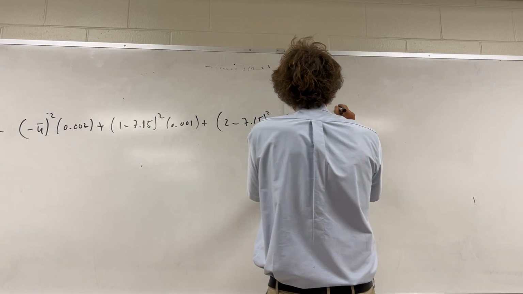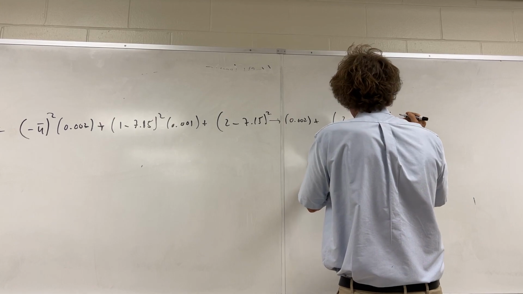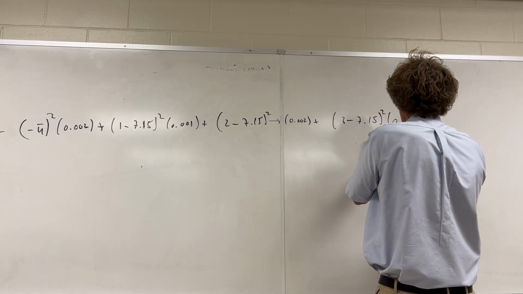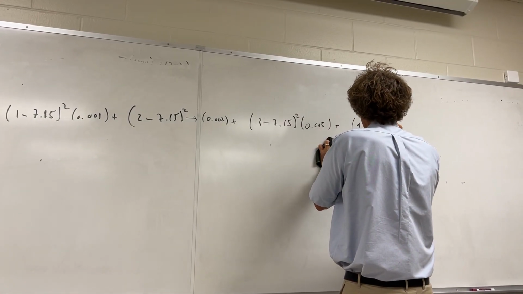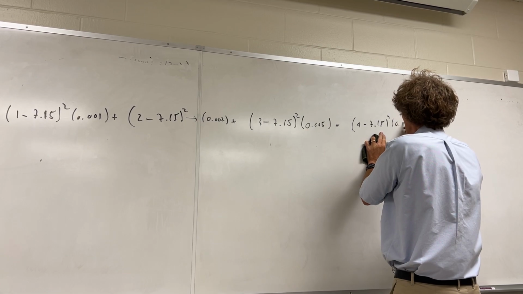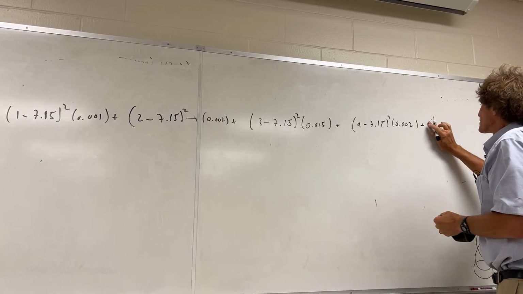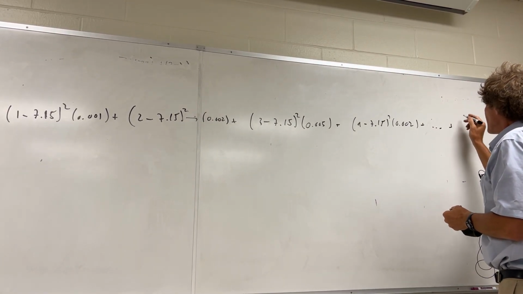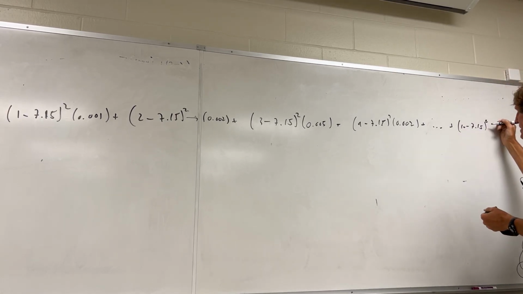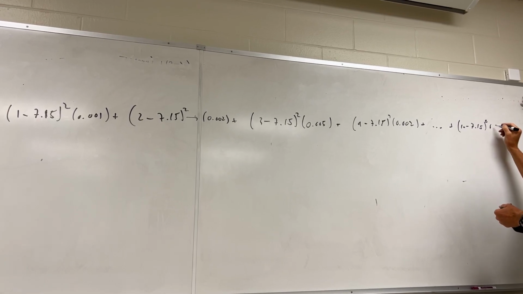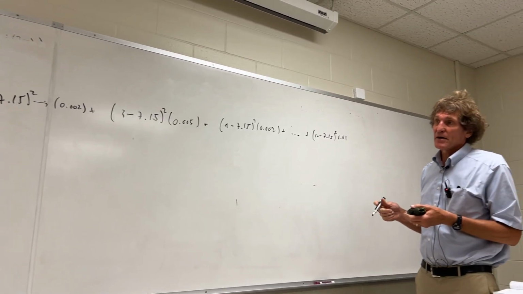Plus 3 minus 7.15, boy, it's a pain, squared, times the probability, 0.005, plus 4 minus 7.15 squared times 0.01, and so on. I'll just do it this way, plus plus. The final one is 10. 10 minus 7.15 squared, what's the probability of 10? 0.1, 10%. Now you do this, you get a value, and that's the variance.